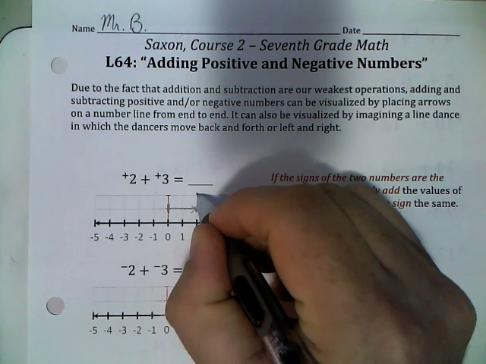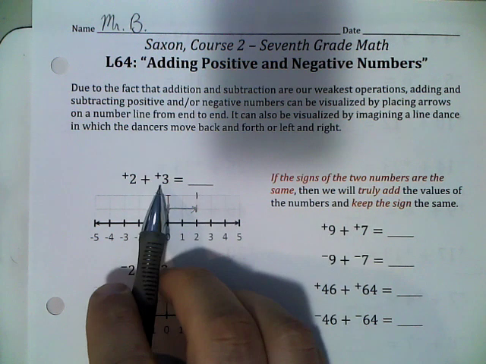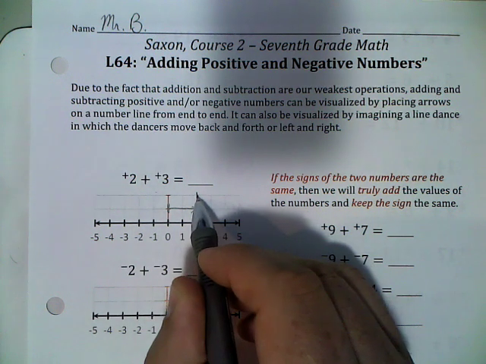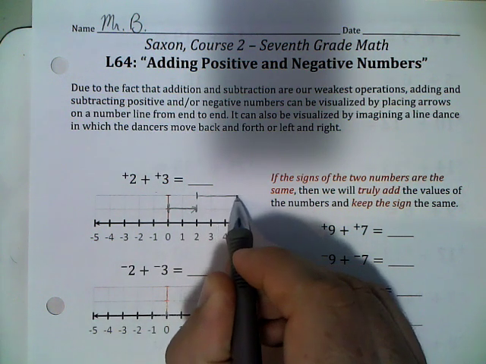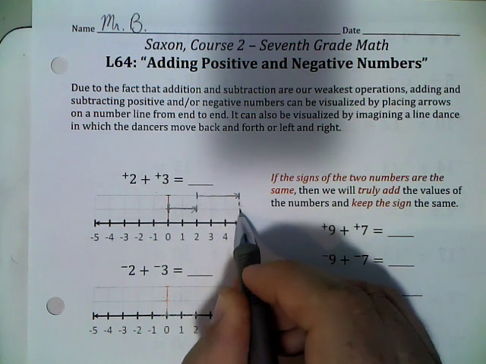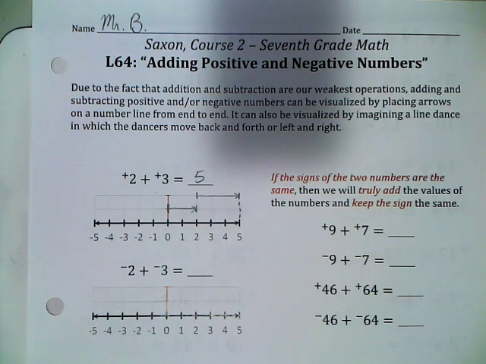My next number is going to start from the same spot. It'll start right there, and now a positive 3 tells me to go 3 more to the right. So 1, 2, 3 spaces to the right, and where we end is our answer. It should be no surprise, a positive 2 plus a positive 3 is a positive 5. You already knew that, you didn't need to model it to figure it out. However, we're going to use this to help us in just a moment.